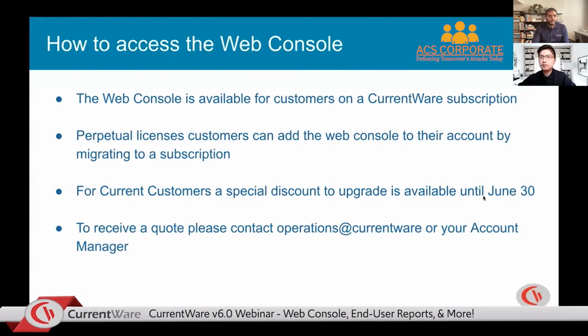Sounds good. Thanks, Sai. So a couple other questions that have come up related to how to access the Web Console. The Web Console is available for customers on a CurrentWare subscription. So if you're on perpetual licenses, you can add the Web Console to your account by migrating to a subscription. As a kind of loyalty and ability to help our current customers move over, we're giving special discounts to migrate over by June 30th. As mentioned, by going to these web technologies, there's a lot more exciting products and features that we can add to CurrentWare by making this migration.